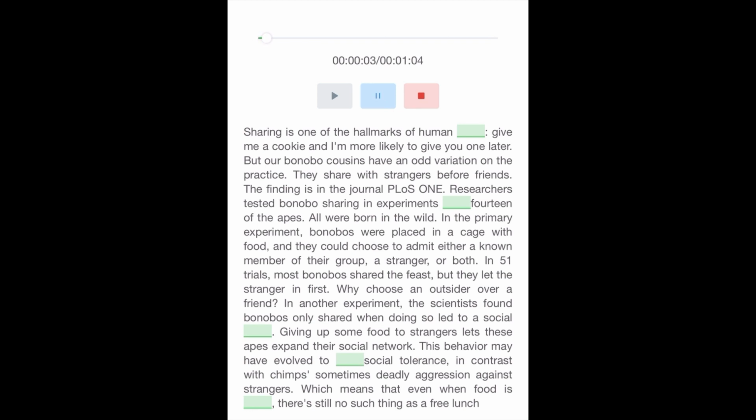Sharing is one of the hallmarks of human behavior. Give me a cookie, and I'm more likely to give you one later. But our bonobo cousins have an odd variation on the practice. They share with strangers before friends. The findings are in the journal PLOS One.